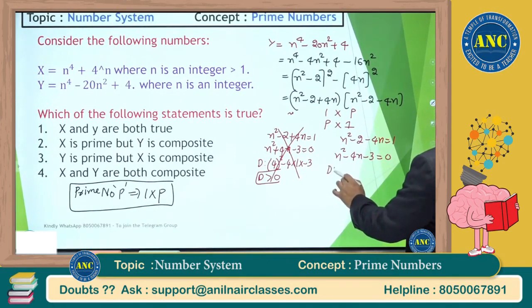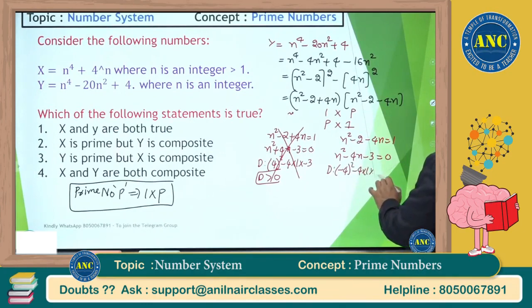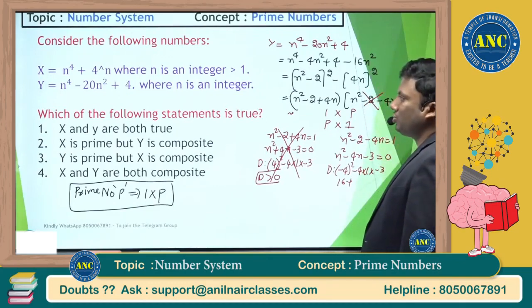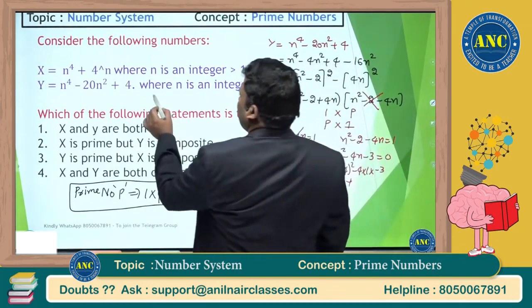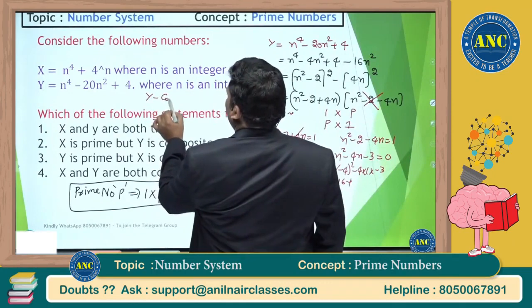Again discriminant, b square minus 4ac. So 16 plus 12. It is also not possible. That means this cannot be written as 1 into p or p into 1. Y is a composite number.